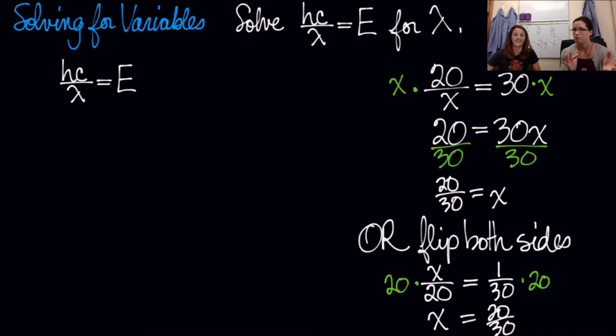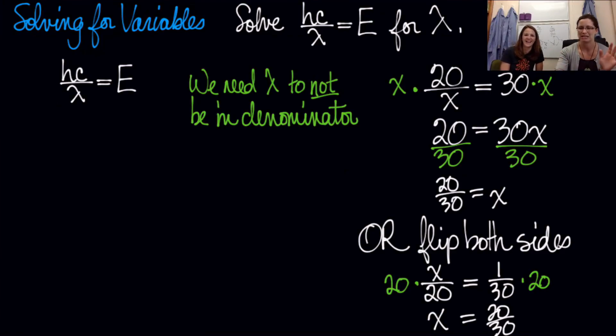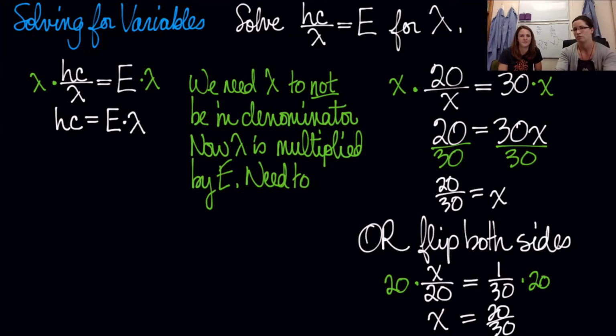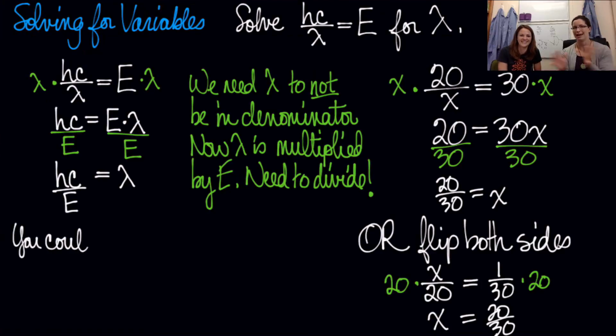So again, let's do it both ways with the hard problem. The first way: this is the guy you want, so we multiply both sides by that guy, because having your winner variable, your goal, in the denominator is the scariest thing. We need it to not be in the denominator, so we multiply both sides by lambda, and then boom, h times c is E times lambda. Just like the last problem, you want lambda. Lambda is trapped by E. It's multiplied by E, so you divide by E. And then boom, lambda equals hc over E.